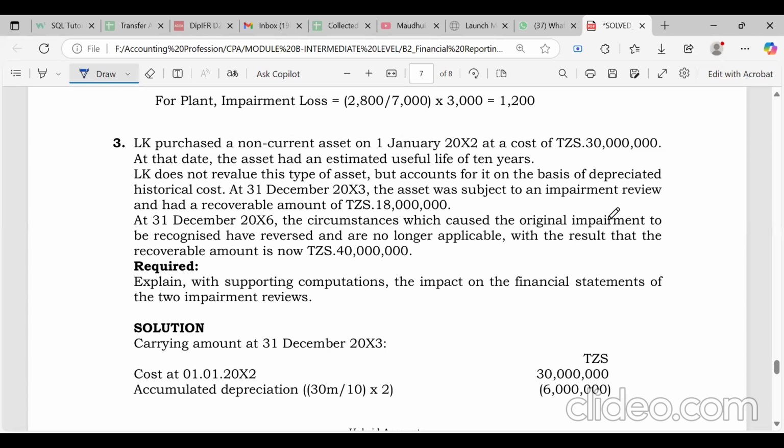What I will refer to now: explain with supporting computation the impact on the financial statements on the pre-impairment review. Of course, when you explain, you have to write with words, but you also need the numbers, right? So the entry still remains important. You can do it aside, or as an additional thing.